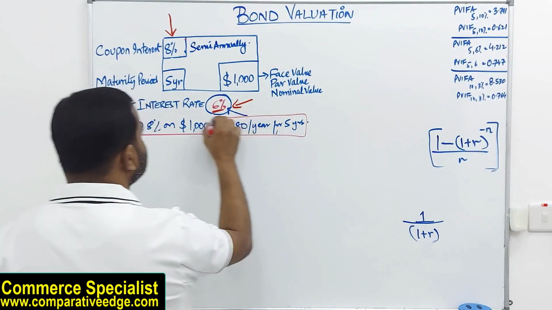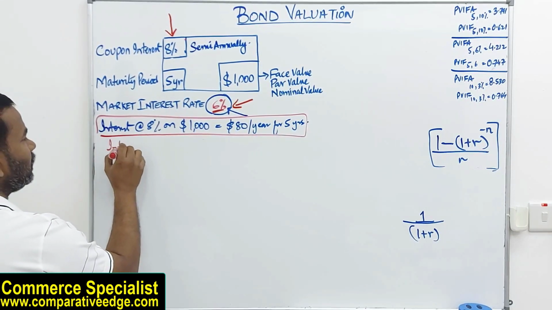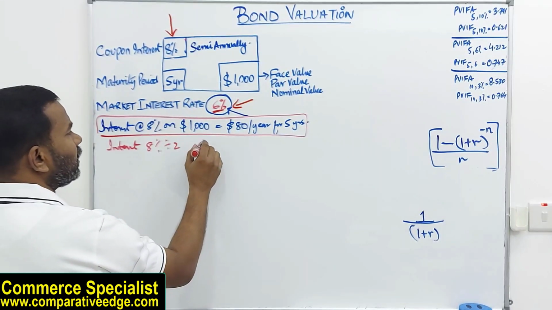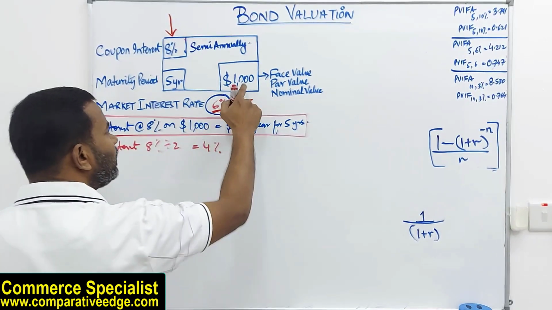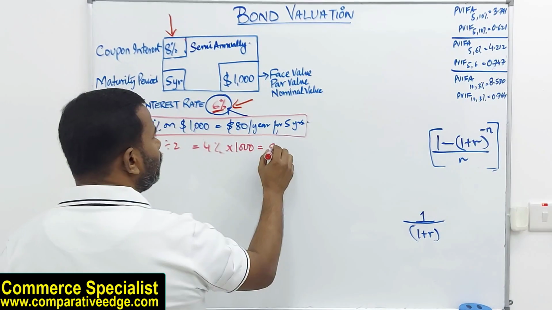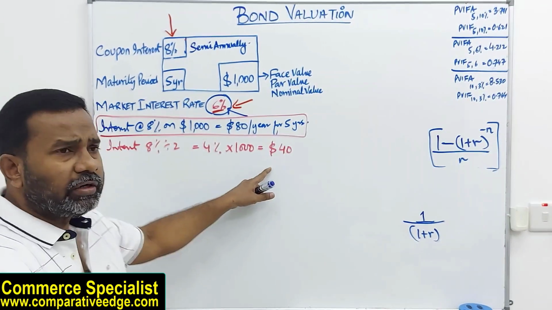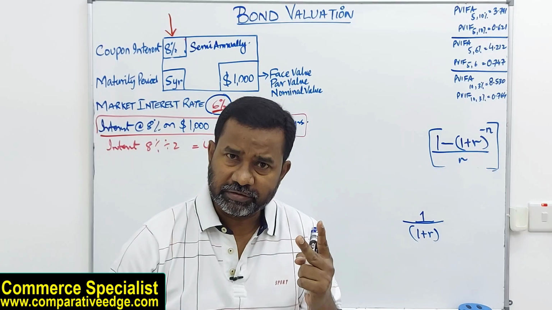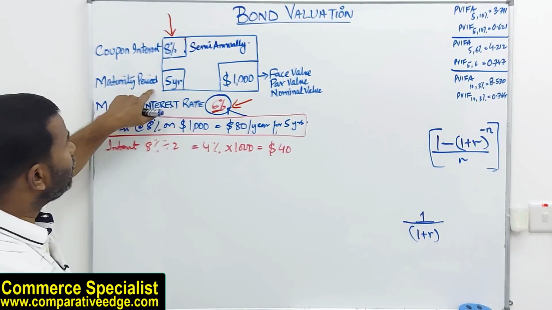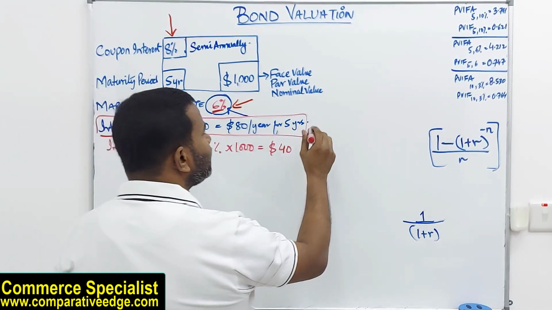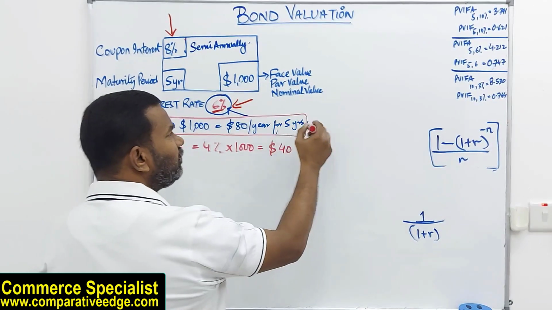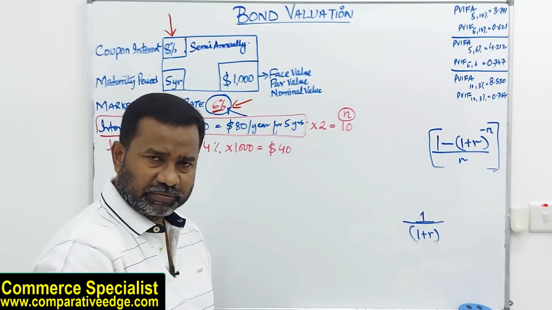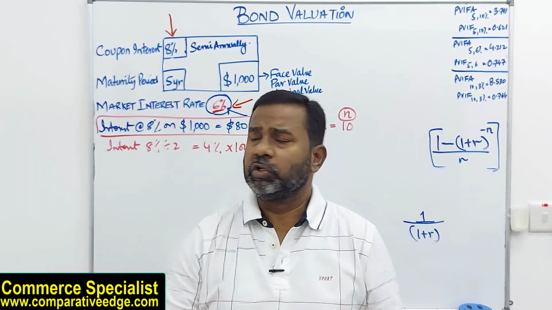But now this will not be the same. In fact, this will be interest. 8% is for a year, but semi-annually, so I divide 8% by 2. Now it becomes 4%. 4% of 1,000 will give you $40. And you're getting $40 every 6 months. If it is every 6 months, it means in a year you're getting it twice. So if the maturity period of the bond is 5 years, in 1 year you're getting twice, so in 5 years you're getting 5 into 2. That means 10. Your N is how frequently you get the interest. So now you're getting interest 10 times during these 5 years.